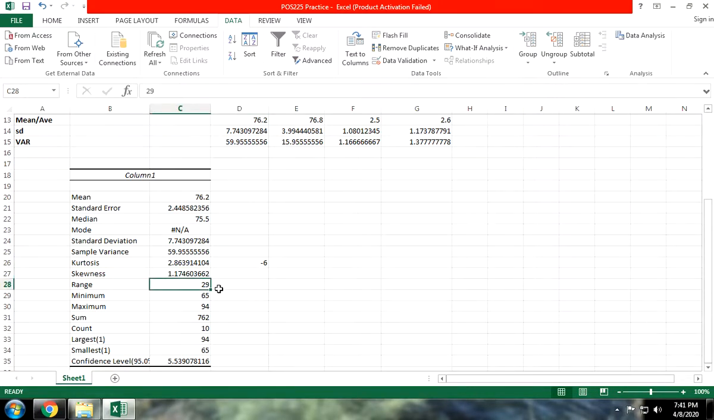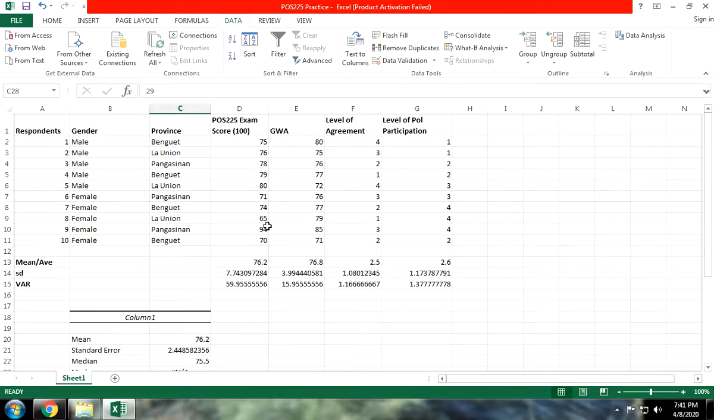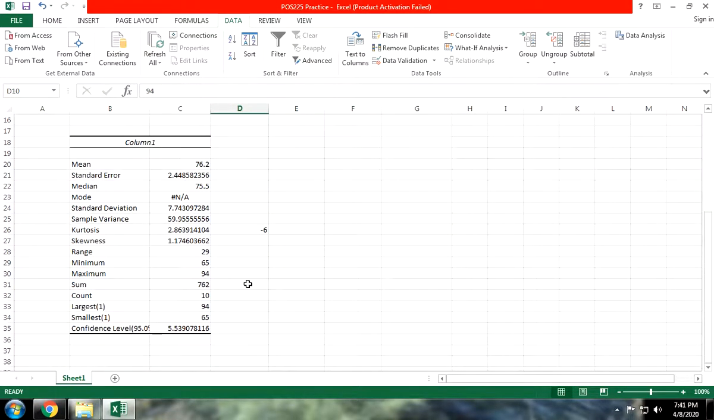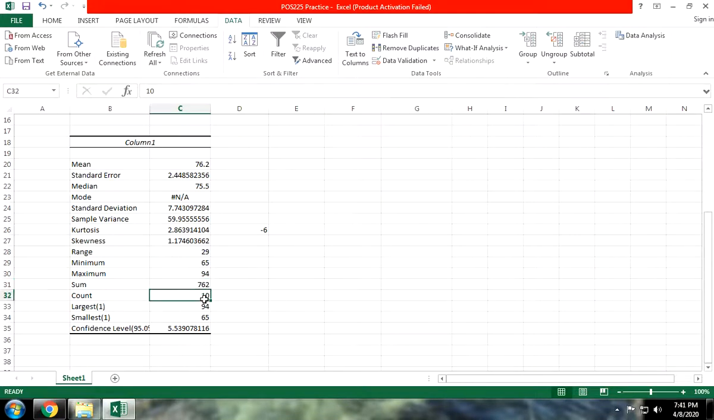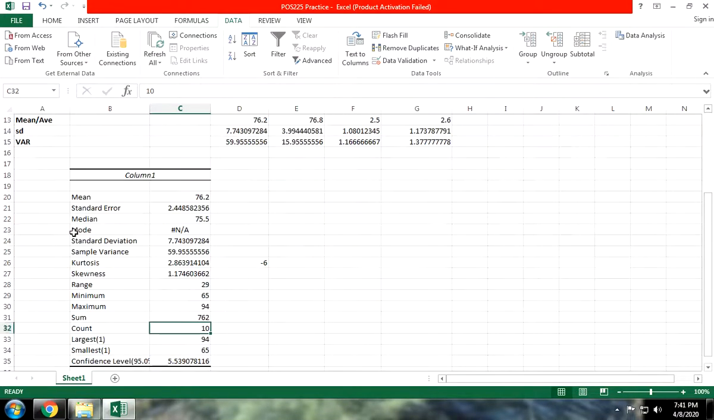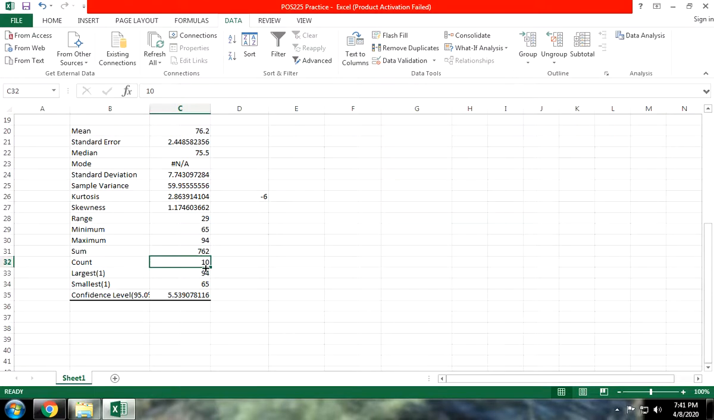Range is 29. How was the range computed? We get the lowest value, 65, and subtract it from the highest value, 94. The minimum is 65, the lowest value, and the maximum is 94. The sum adds up all those values. Count is 10, equivalent to 10 respondents, so we also validate by checking the count. Largest and smallest are similar.